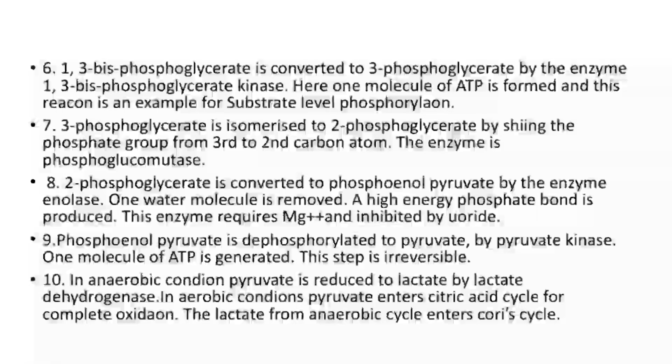Finally, under anaerobic conditions, pyruvate is reduced to lactate by lactate dehydrogenase. This allows glycolysis to continue when oxygen is scarce. Conversely, under aerobic conditions, pyruvate enters the citric acid cycle for complete oxidation, producing much more energy. The lactate produced during anaerobic glycolysis can then enter the Cori cycle, where it's converted back to glucose in the liver. Understanding these steps highlights how glycolysis efficiently produces energy and adapts to different cellular conditions.